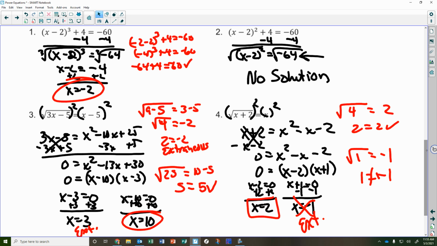And that is the power equation. It's just simply kind of an extension of what we did with the radical equation.